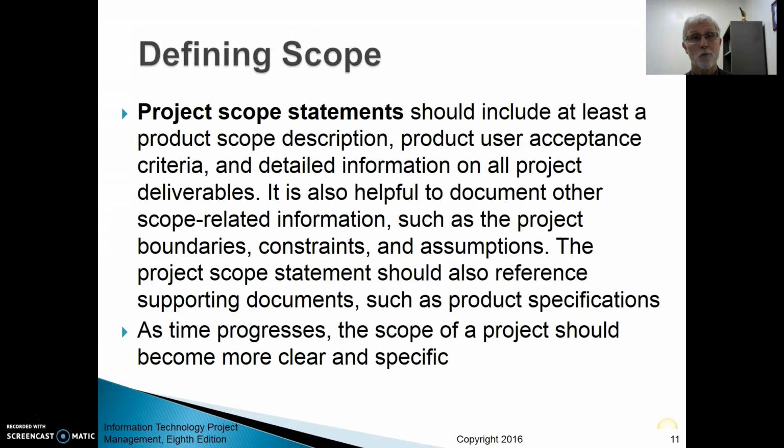Now, how do I define the scope? Well, the scope basically includes at least the product scope definition, but it's just a document that records the project boundaries, its constraints, what assumptions are being made. So it'll reference documents that support those boundaries, making sure that everyone understands what this project is supposed to do. Now, hopefully, as time goes on, the scope becomes clearer and clearer to everybody, but in the beginning part, defining that is really difficult.